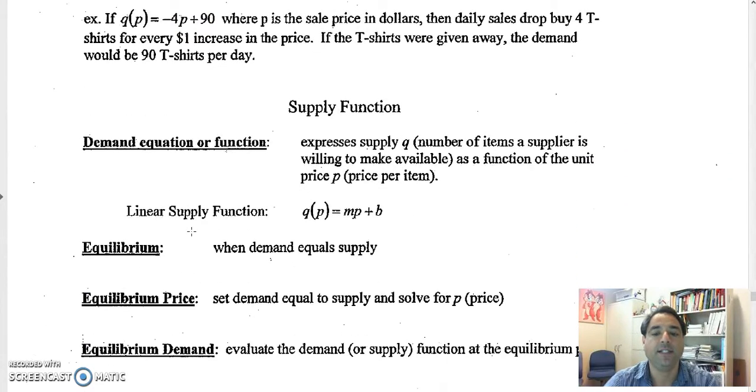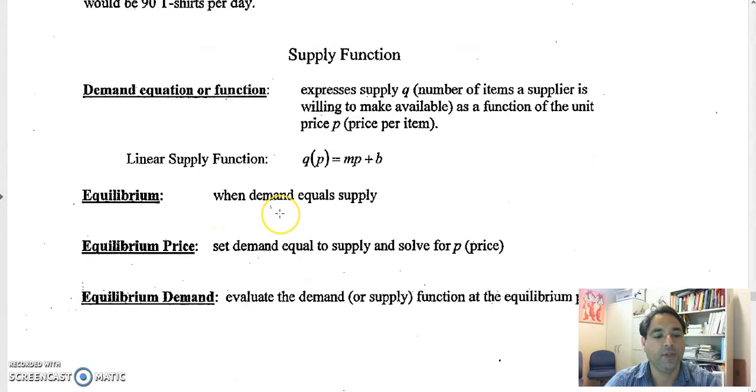Now supply is a similar idea, input price, output quantity, but it's how much you can get supplied. The idea here generally is that the more money you pay, the more you'll get supplied. An equilibrium is where demand and supply are equal to each other.